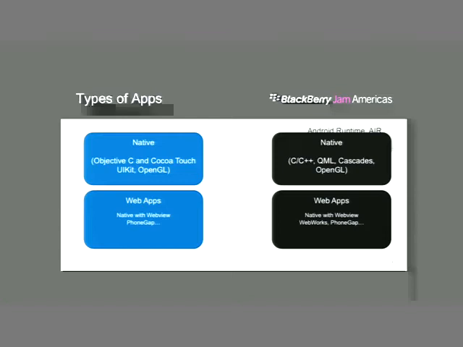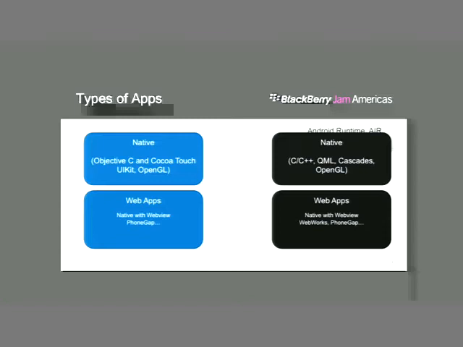And then you have your native application with a web view. So that's where a lot of the frameworks, such as PhoneGap, are implemented. They're really native applications with a web view. Now, correspondingly, on the native side of BlackBerry 10, you have your QML, Cascades, C and C++ applications. And similarly, you can have games with OpenGL as well.